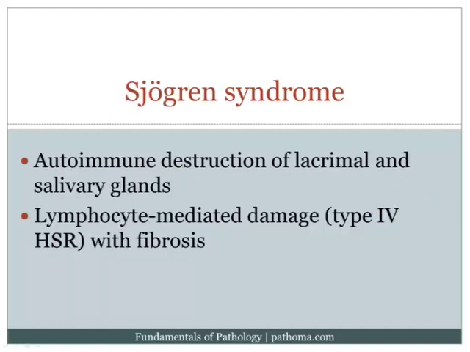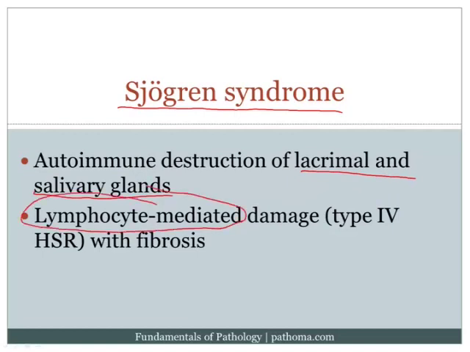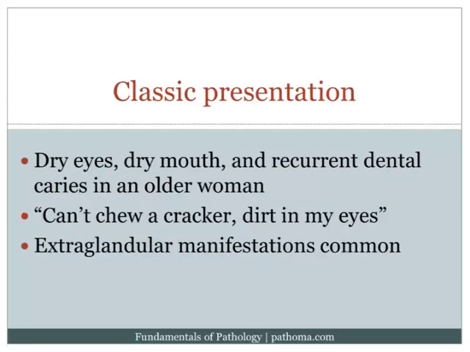The second disorder that we're going to discuss is called Sjogren's syndrome. This is characterized by autoimmune destruction of the lacrimal glands and the salivary glands. The autoimmune destruction is mediated by lymphocytes, and so it is an example of a type 4 hypersensitivity reaction. Patients who have Sjogren's syndrome will classically present with dry eyes because of the destruction of the lacrimal glands. They will present with dry mouth because of the destruction of the salivary glands.